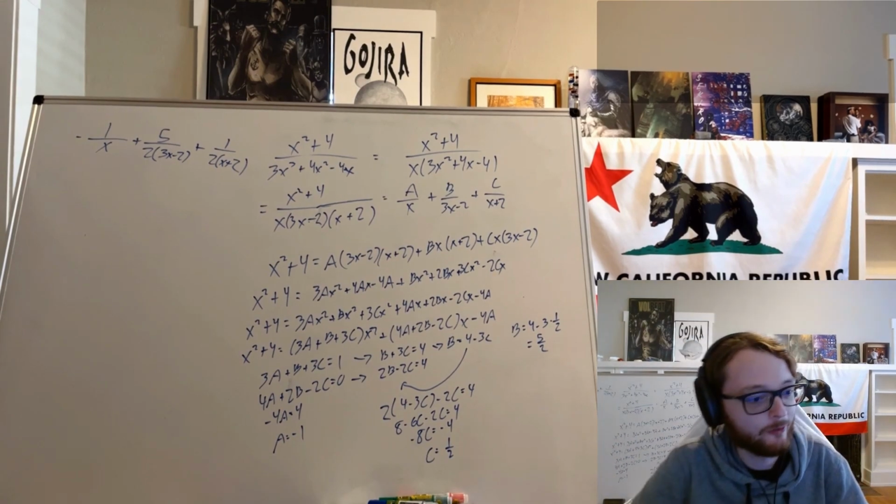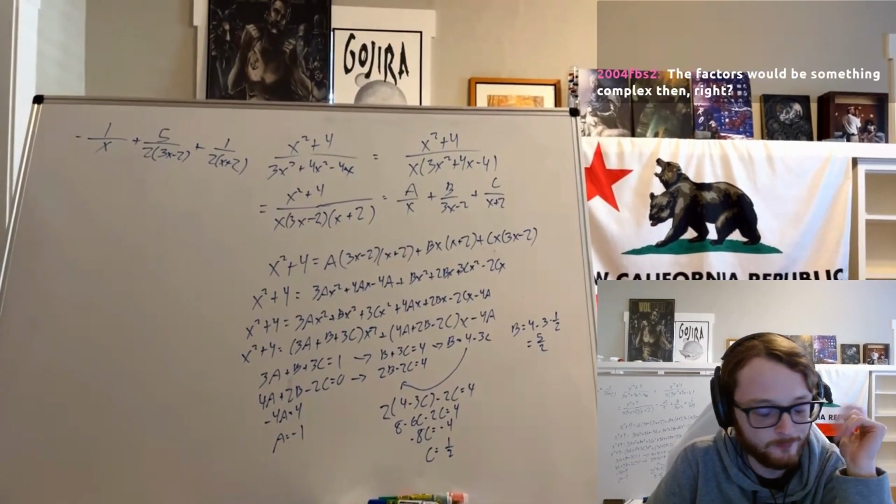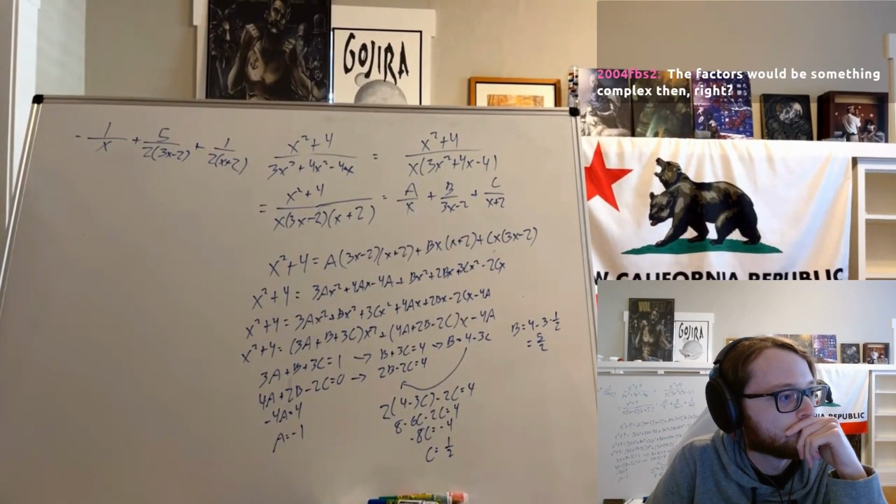To factor it exactly, yeah, that'd be like x plus 2i, x minus 2i.